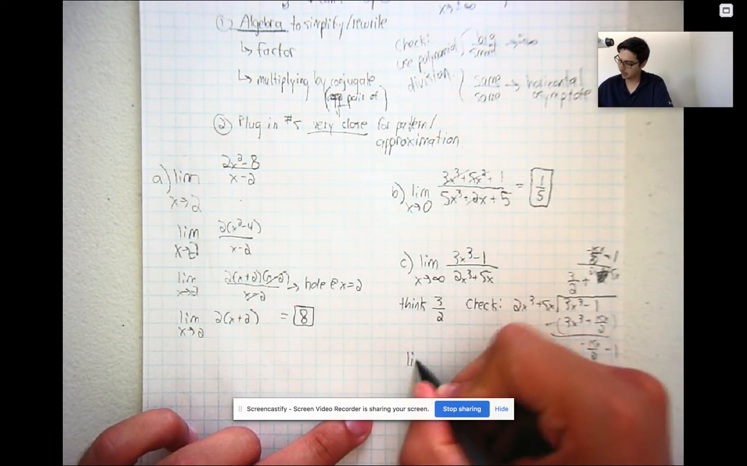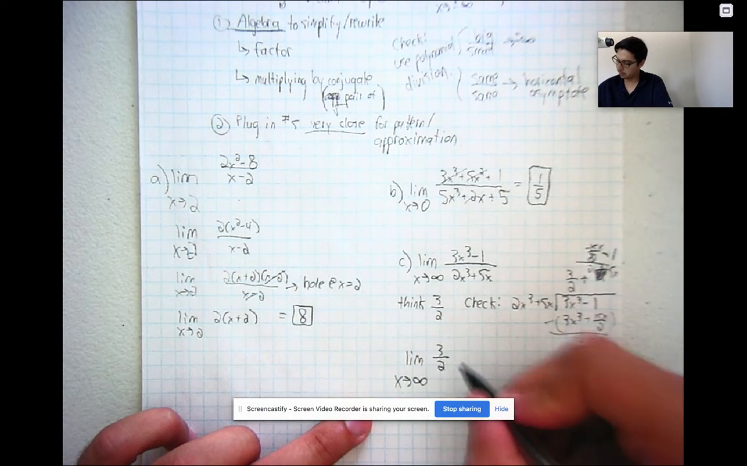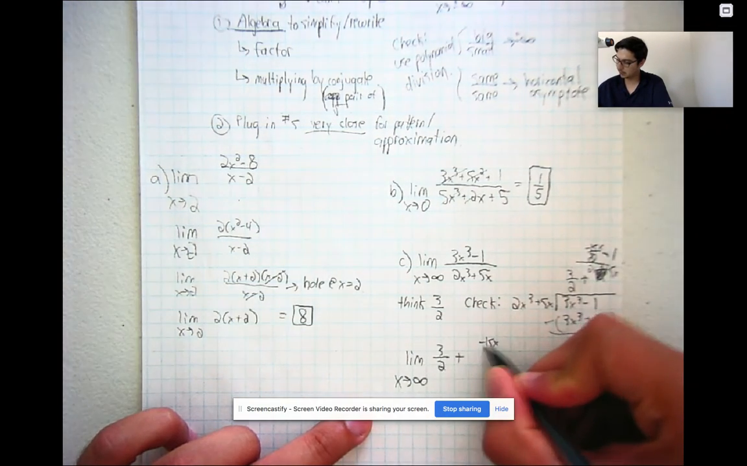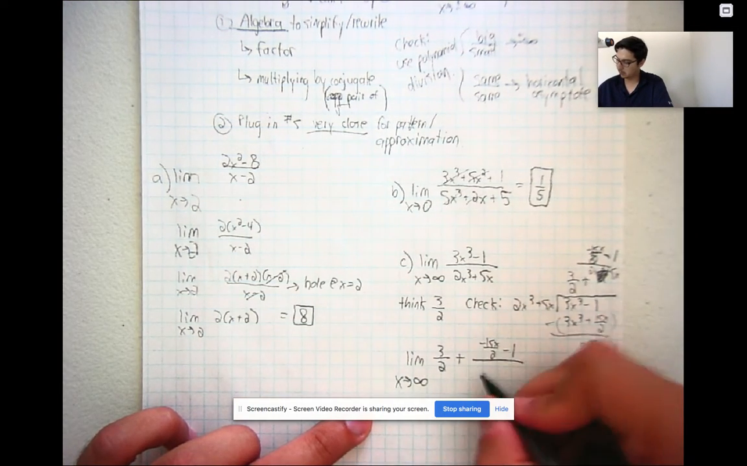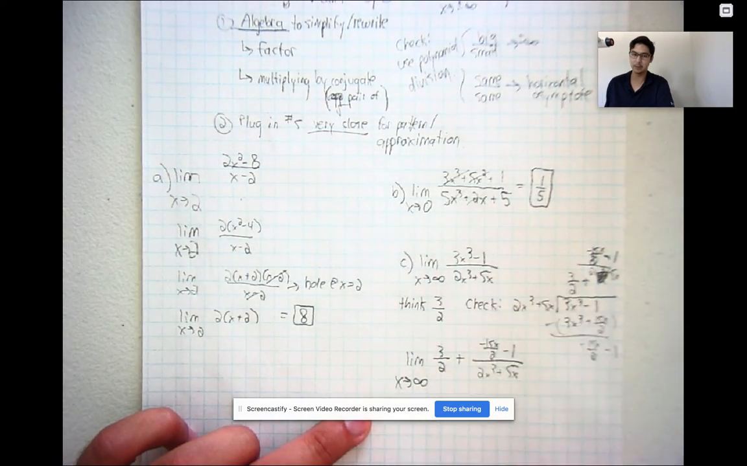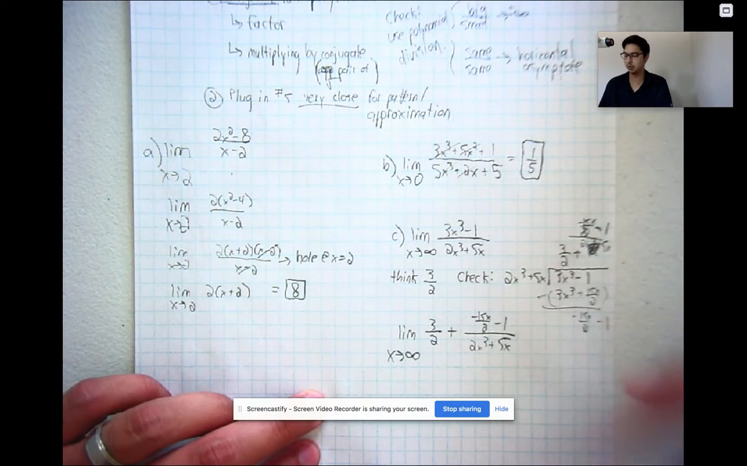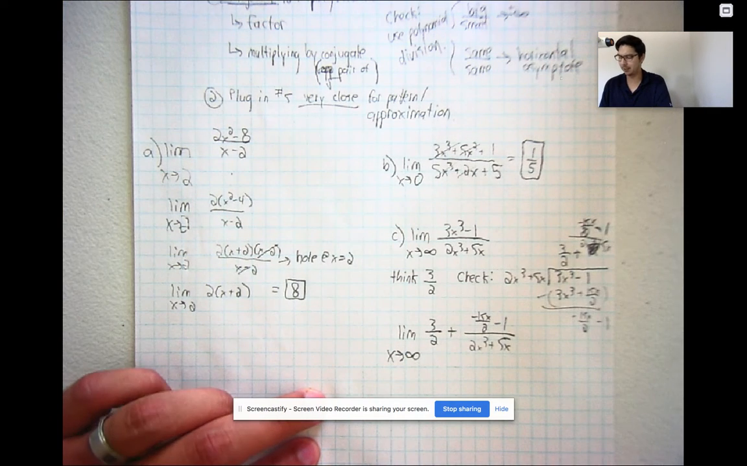So we now have the limit as x approaches infinity of 3 over 2 plus negative 15x over 2 minus 1 over 2x to the cube plus 5x. So I rewrote the original problem. This is the same thing, just simplified, or I don't even know if you call it simplified, but written in a different way.